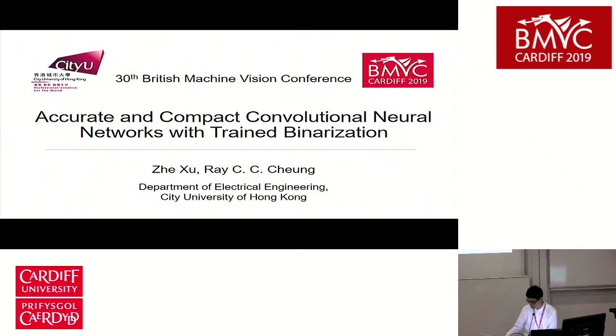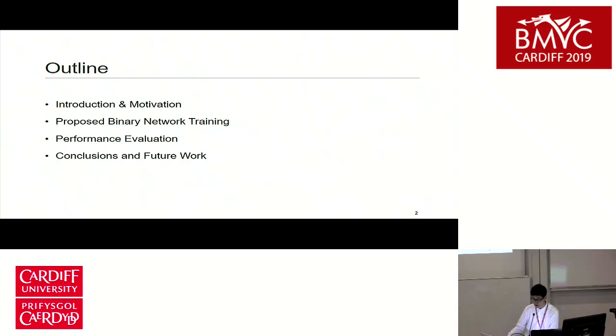Today I will introduce our work titled Accurate and Compact Convolutional Neural Networks with Trained Binarization. In this work, we propose several approaches to improve the accuracy of binary convolutional neural networks. First I will give a background about this problem and the proposed training approach, and evaluation results are provided, and finally I will give the conclusions and the future work.